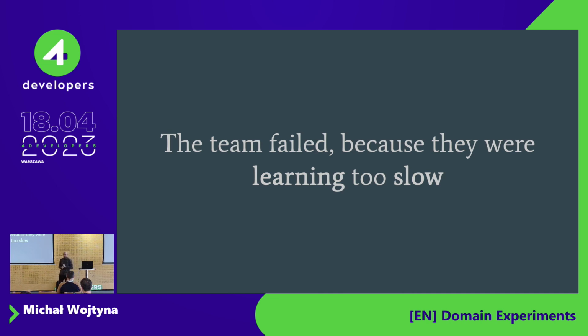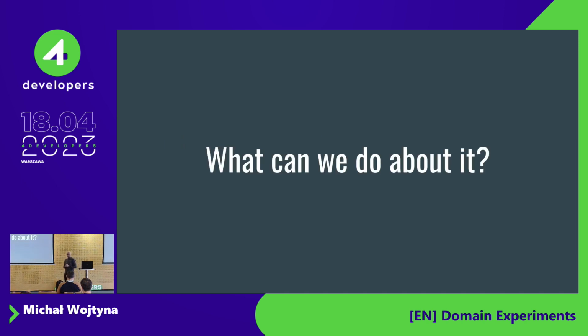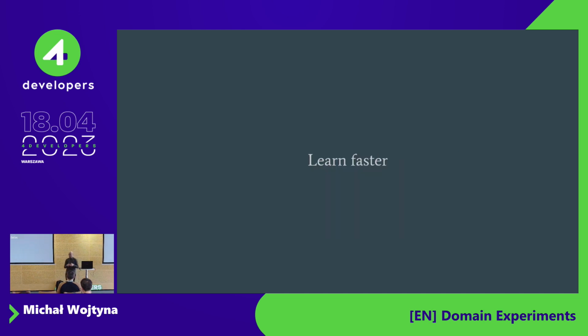This particular team failed because they were simply learning too slow. They hadn't realized that learning is the single most critical part of building software. So, what can we do about it? The answer is rather obvious. We need to learn faster. But what's the best way to learn? What do you think? How do you learn best? By experimenting? By trying? Maybe someone likes to learn the other way.